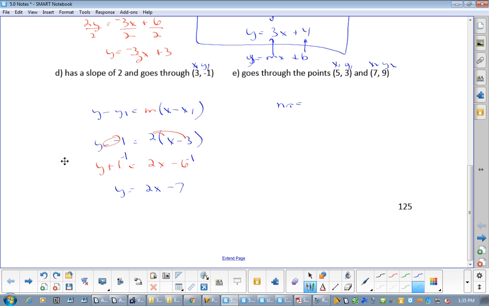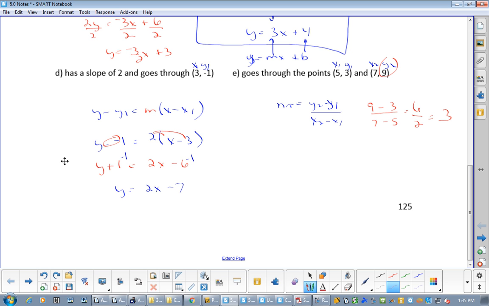Let's write down the formula, right? y2 minus y1 over x2 minus x1. And that's why I need to do this. I get them wrong all the time if I don't label first, because now I can see what y2 is. So that's just going to be 9 minus 3 over x2 is 7 minus 5. Okay, so 9 minus 3 is 6. 7 minus 5 is 2, so my slope is 3.